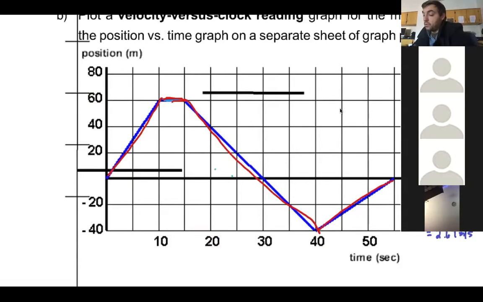Just try to really differentiate between position versus time and velocity versus time. It's kind of the hardest thing to do in this unit, but I see us taking qualities of a position versus time graph and applying them to a velocity versus time graph, and vice versa. So just be wary of that.